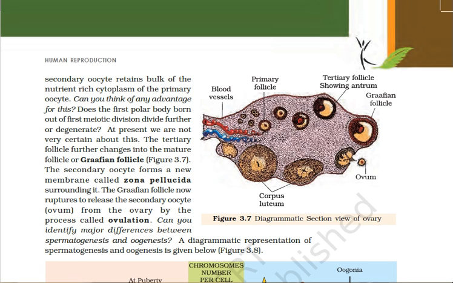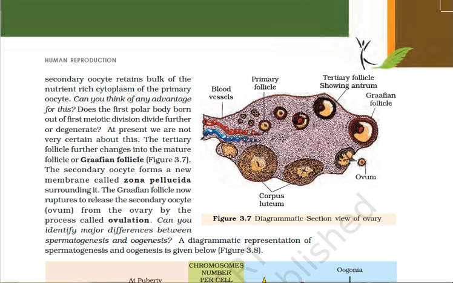The primary oocyte is characterized by the presence of large number of mitochondria, endoplasmic reticulum and Golgi bodies, and they are surrounded by a thin membrane called vitelline membrane.